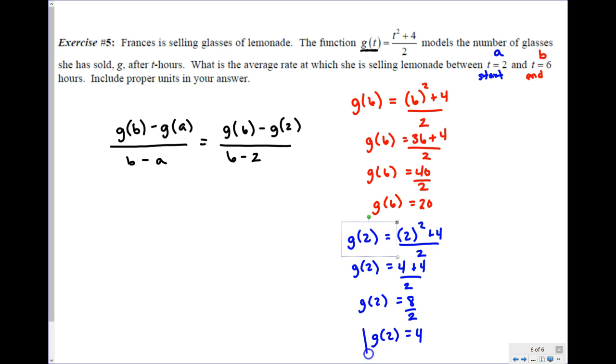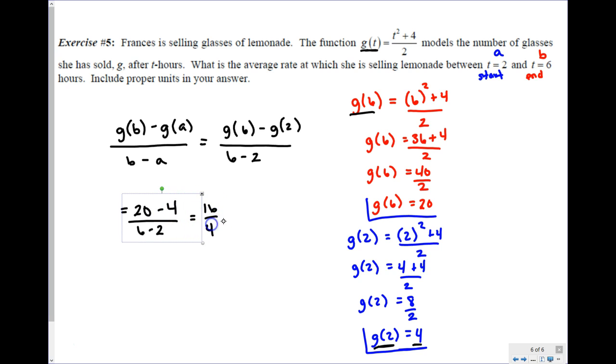So now I've found g of 2 equals 4, and I've found g of 6 equals 20, and now I just have to plug those values into my equation. So instead of g of 6, what am I going to have? I'm going to have 20. So 20 minus g of 2. G of 2 I just found out was 4, so 20 minus 4 on top. And then 6 minus 2 on bottom. And now I simplify. 20 minus 4 is 16. 6 minus 2 is 4. 16 divided by 4 is 4. So my change in y over my change in x equals 4.